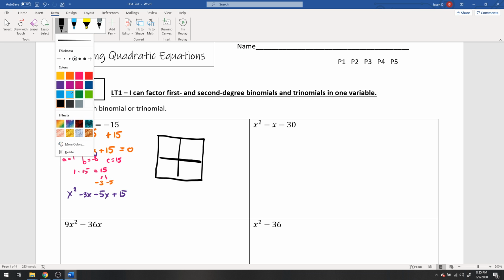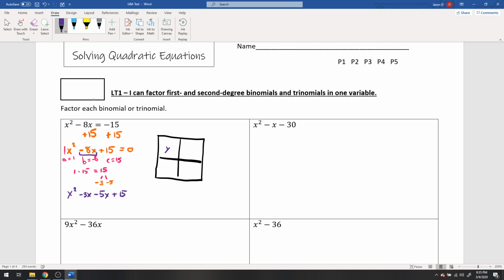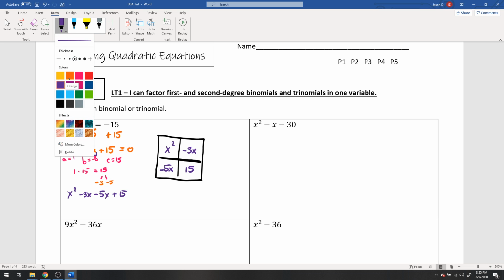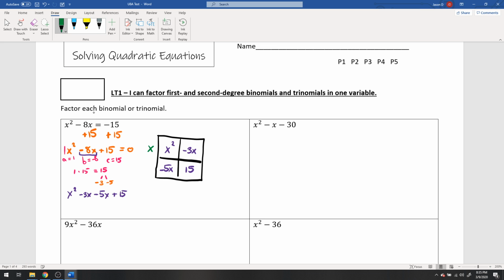I'll go back to purple. We have x squared, negative 3x, negative 5x, and 15. And we've got to find the GCFs of everything, every row and column. The GCF at the top is just x because that's the only thing they have in common between x squared and negative 3x. Negative 5 will be the GCF of the bottom row because 15 is also divisible by 5.